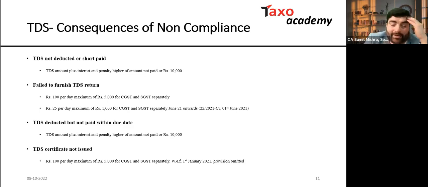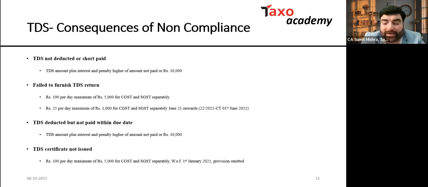This is what I can summarize on TDS. Again, I'm just taking a little bit of time to summarize it. Taxable supplies, single contract, and the value should exceed 2,50,000. If you can remember these three aspects, then you can identify whether any transaction is subject to TDS or not. So that's the whole thing about TDS.